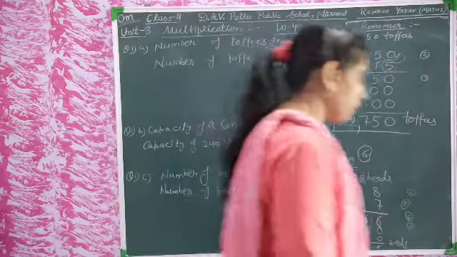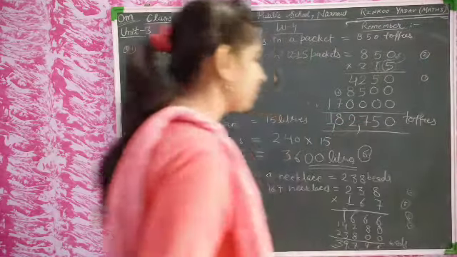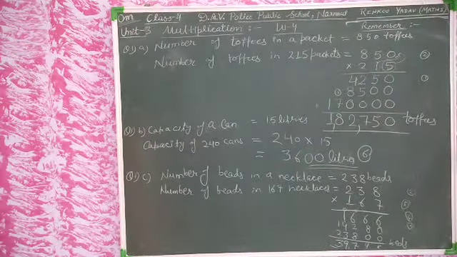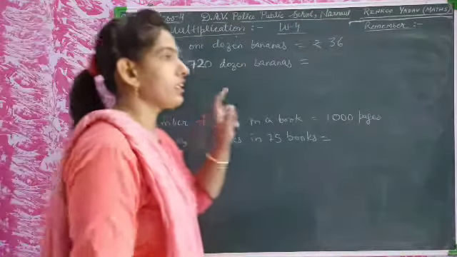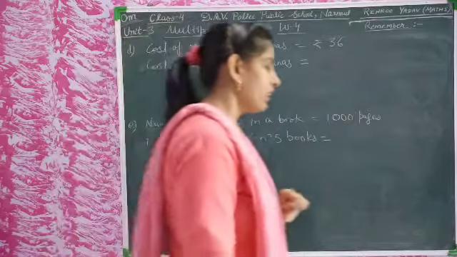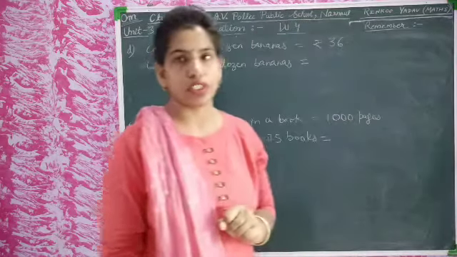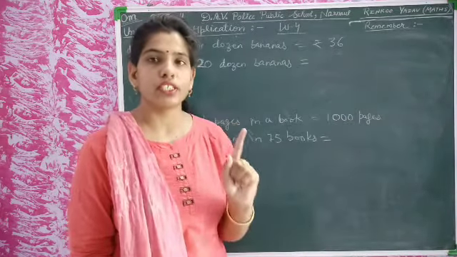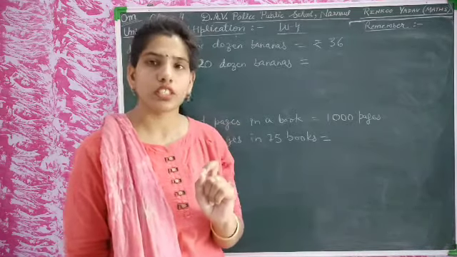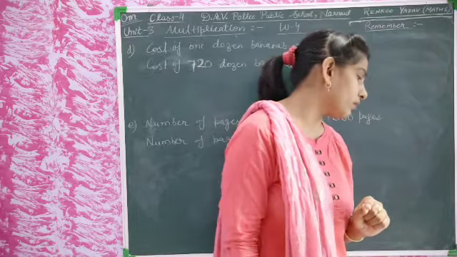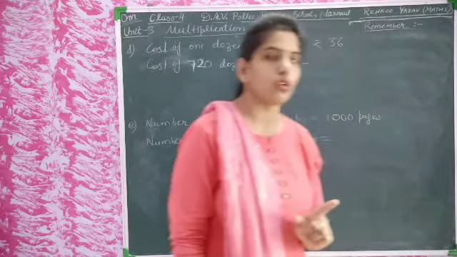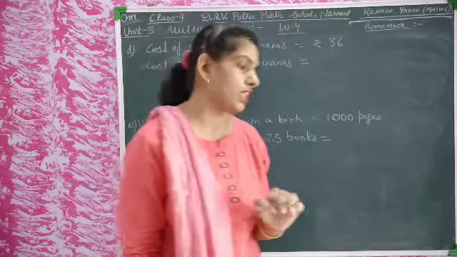Now we will go to the next question, part D here. Now students, we are doing part D. In part D, the cost of 1 dozen bananas is 36 rupees. And we have to find the cost of 720 dozen bananas.